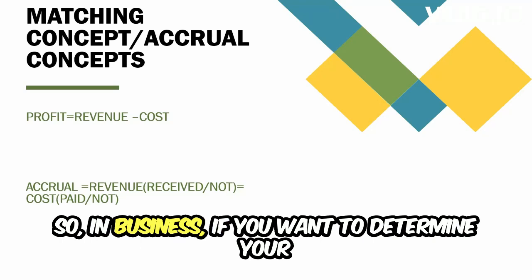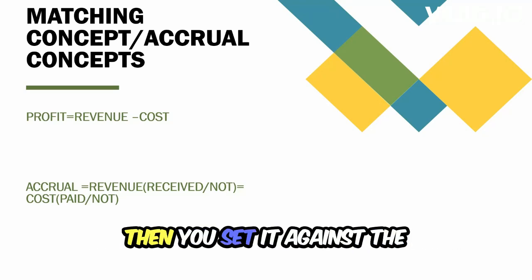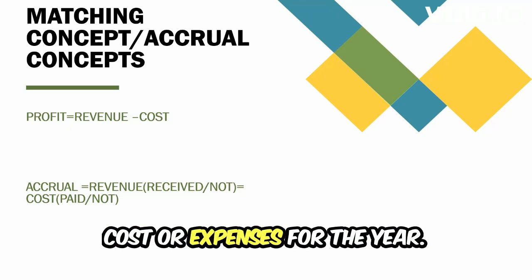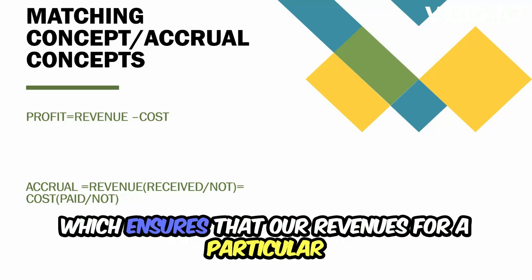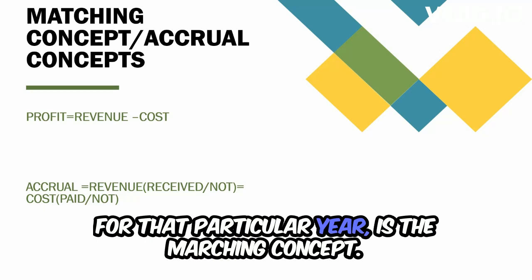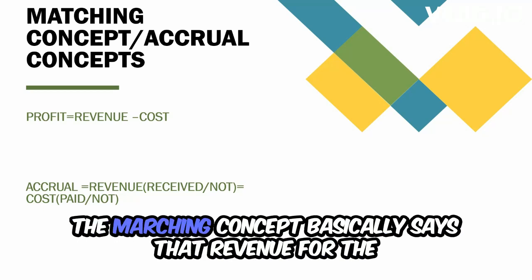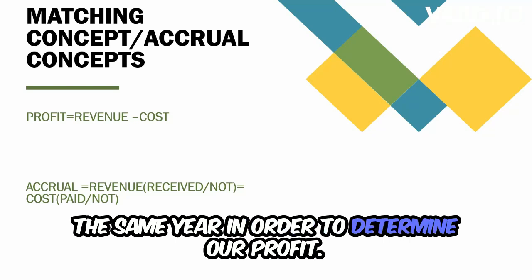So in business, if you want to determine your profit, it is your revenue for the year, then you set it against the cost or expenses for the year. That principle underlining the determination of profit, which ensures that our revenues for a particular year is set against the cost or expenses for that particular year, is the matching concept. The matching concept basically says that revenue for the year should be set against the cost or expenses for the same year in order to determine our profit.